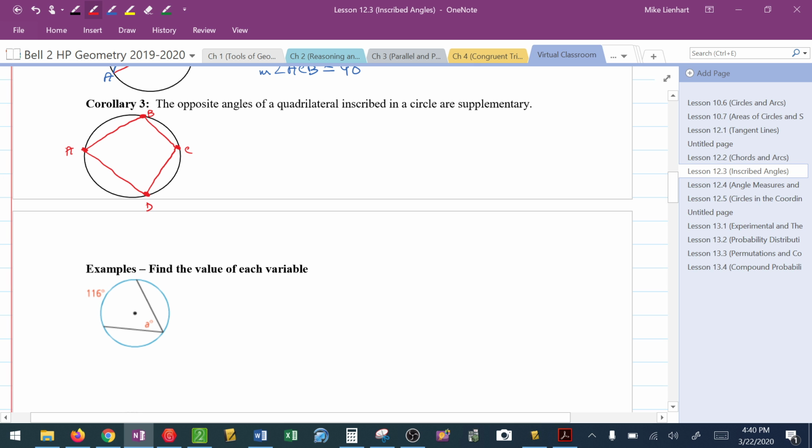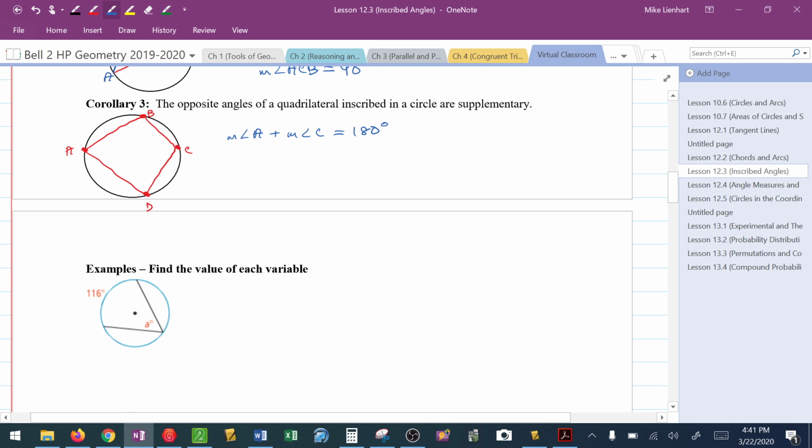And here's what this tells me. If you think about it, it does make sense. I know that angle A and angle C have to add up to 180 degrees. Now, if you look at angle A, its intercepted arc is BCD. If you look at angle C, its intercepted arc is DAB.